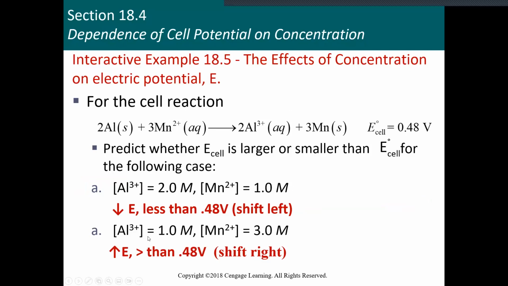Over here, the Mn is more than 1. Mn is a reactant, and so it's a stress on the system. It's going to consume or replace. So in this case, it's going to consume it and shift to the right, so the voltage will be higher. So it's just Le Chatelier's principle once again.